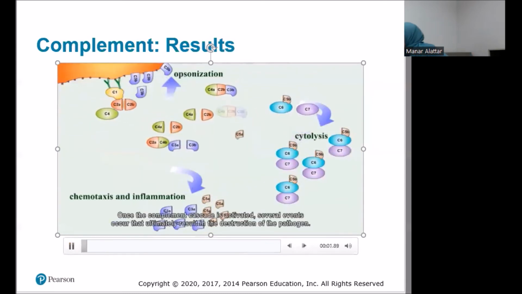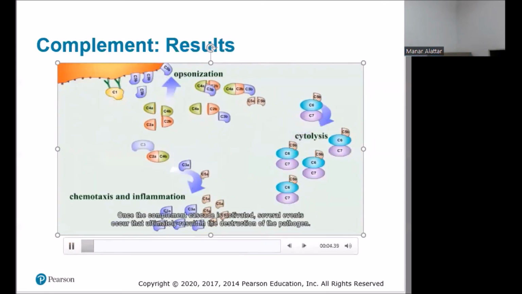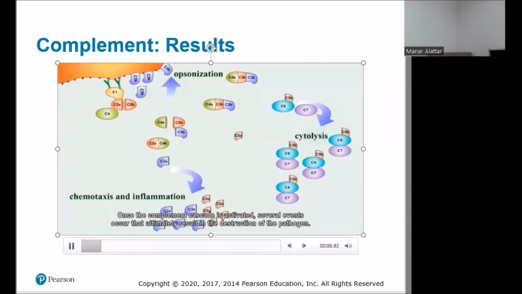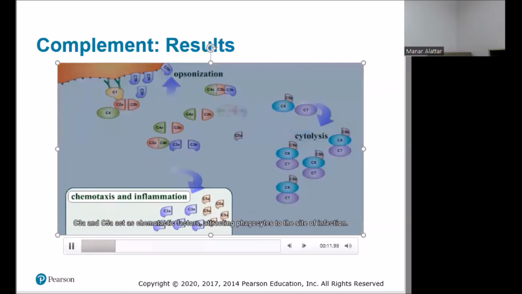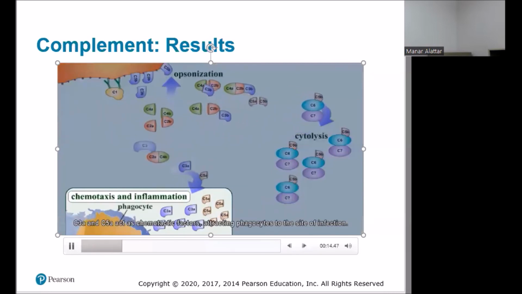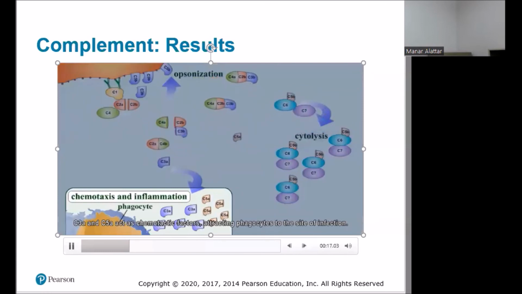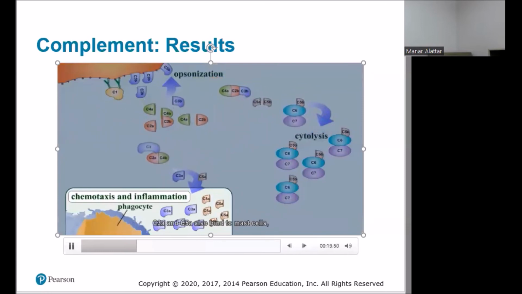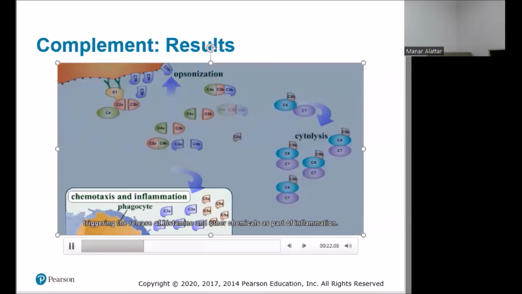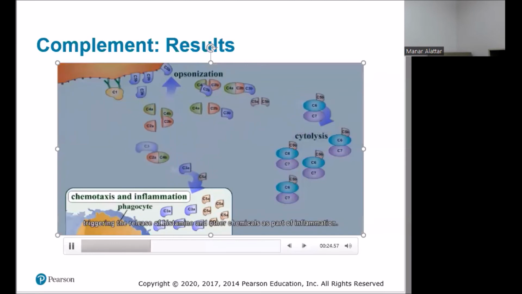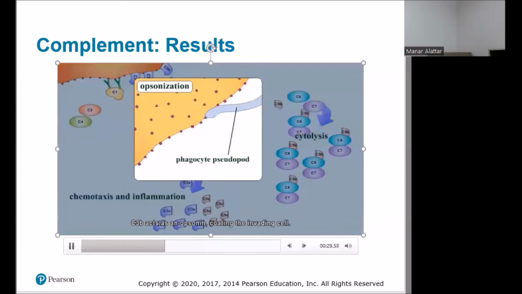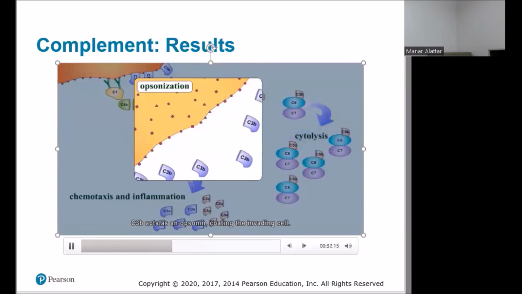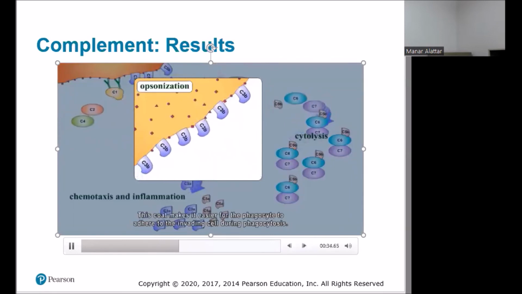Once the complement cascade is activated, several events occur that ultimately result in the destruction of the pathogen. C3a and C5a act as chemotactic factors, attracting phagocytes to the site of infection. C3a and C5a also bind to mast cells, triggering the release of histamine and other chemicals as part of inflammation. C3b acts as an opsonin, coating the invading cell. This coat makes it easier for the phagocyte to adhere to the invading cell during phagocytosis.